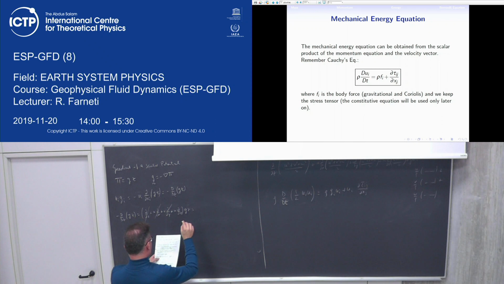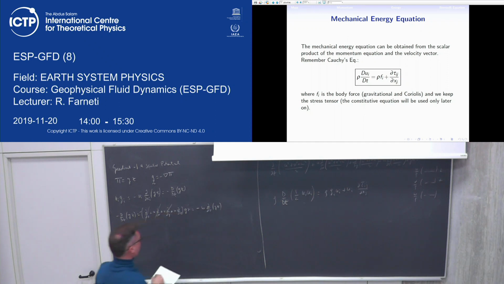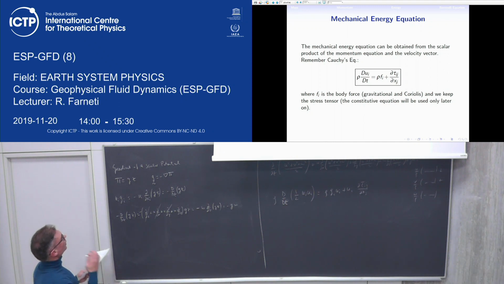And so you are left with minus g_z, which is what we had at the beginning. Okay, so defining my body force as the gradient of a scalar potential takes me back to the original result.